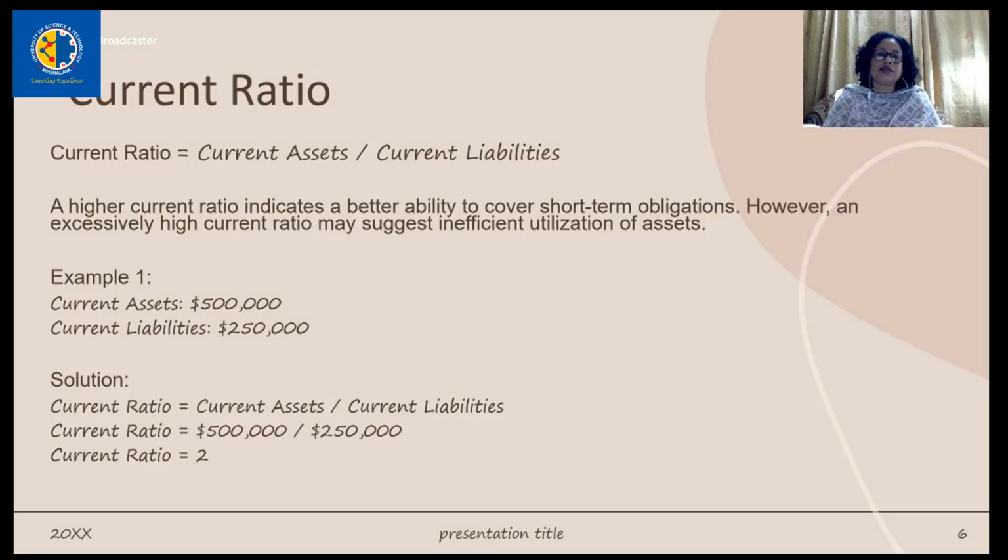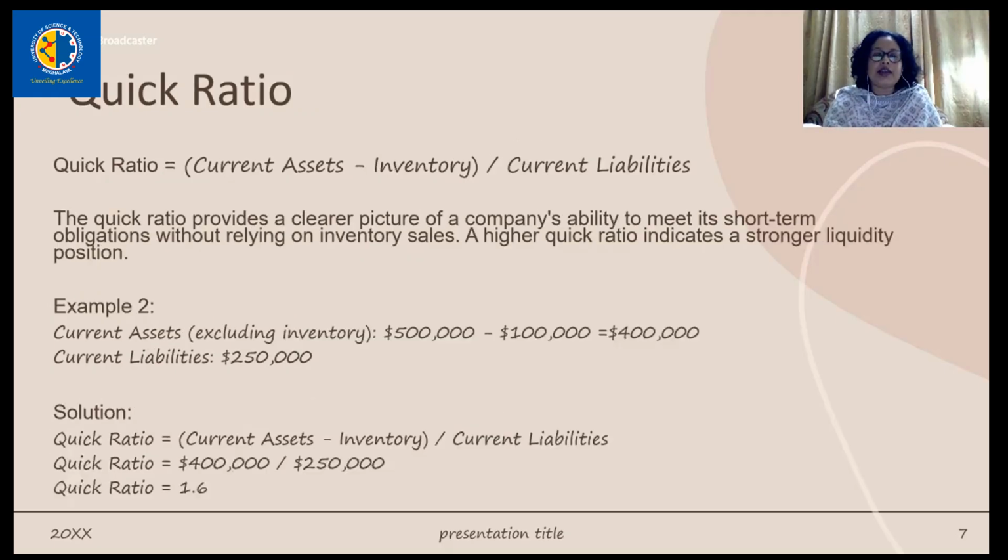Suppose in this example the current assets are 5 lakh and current liabilities are 2,50,000. According to the formula, current assets by current liabilities, that is 5 lakh by 2,50,000, the current ratio is 2. So that is an ideal ratio.